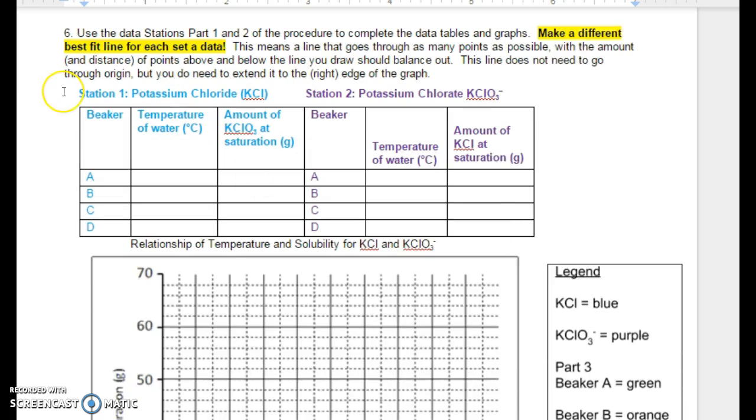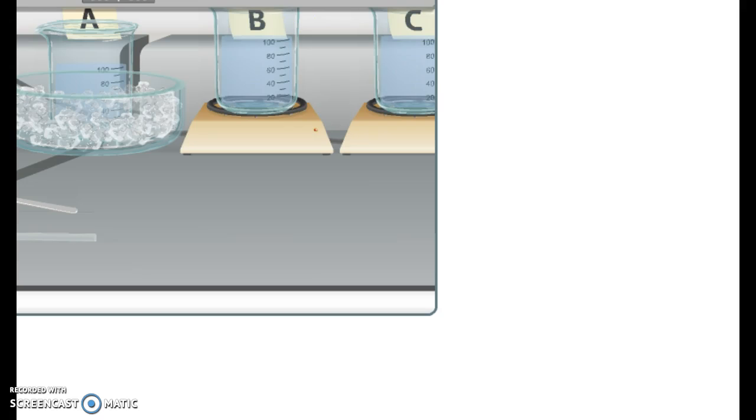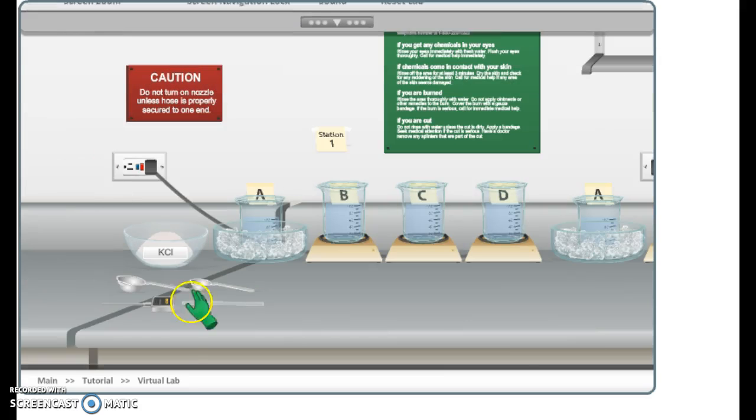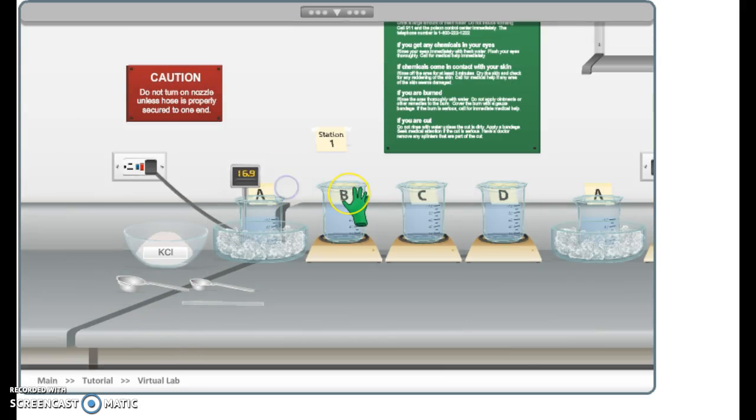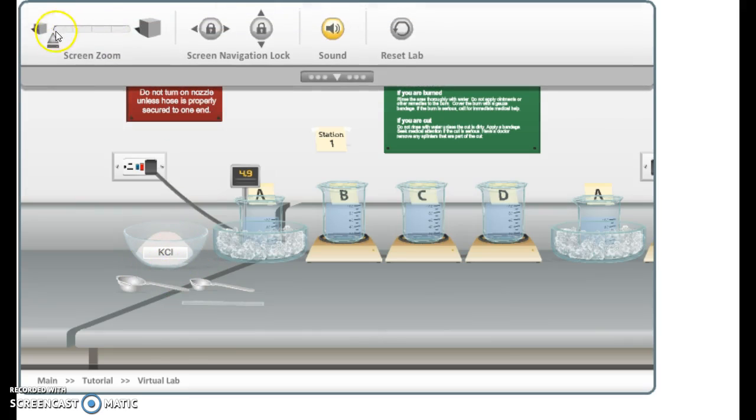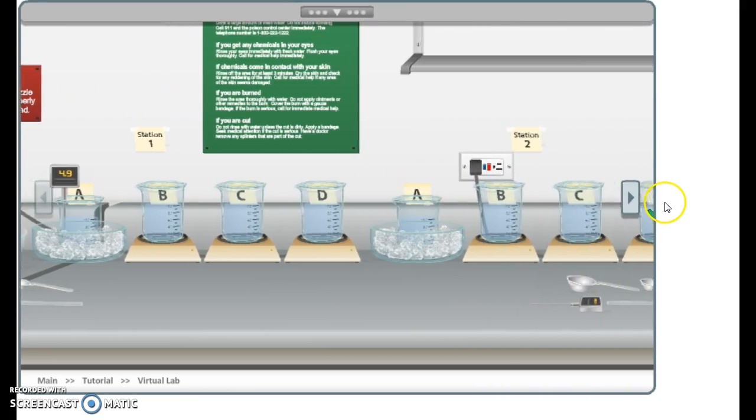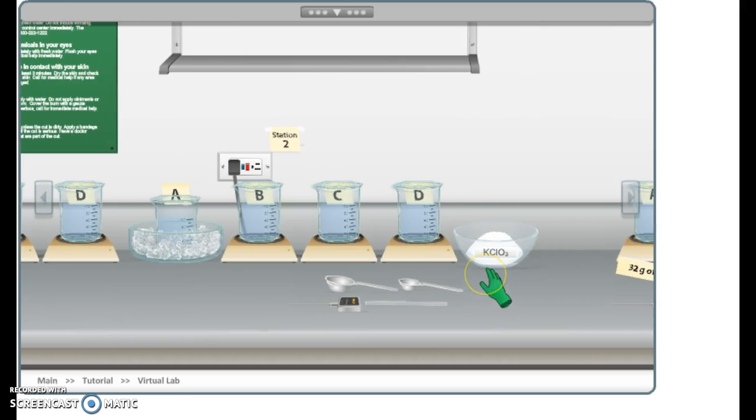All right, so we're going to use the data stations from part 1 and 2 to complete the data table, and then we're going to make a graph. So how you are going to do this, I zoomed in so we could see what's going on. The first thing you're going to want to do is take the temperature, and repeat this for B, C, and D, and then you're going to repeat all of this. Here we're doing it for KCl. You are going to repeat it for KClO3.